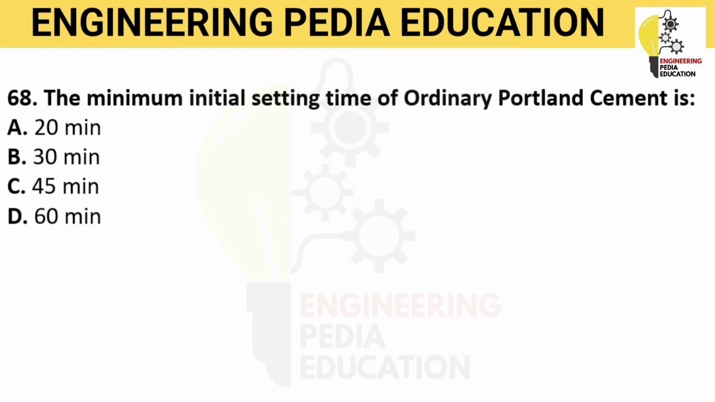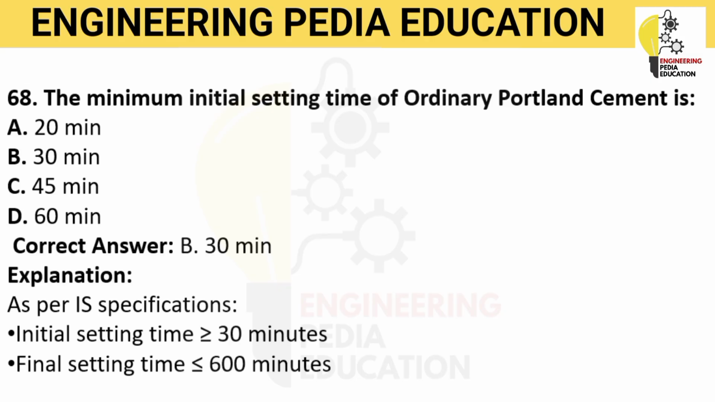The minimum initial setting time of ordinary Portland cement is 20 minutes, 30 minutes, 45 minutes, 60 minutes. So the correct answer is 30 minutes. Minimum setting time of ordinary Portland cement is 30 minutes and final setting time is 10 hours, that is 600 minutes. Setting time is measured with the help of the Vicat apparatus test.